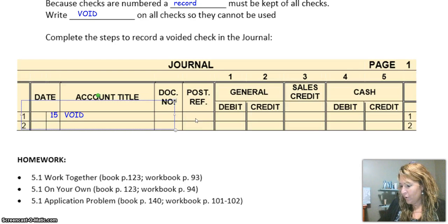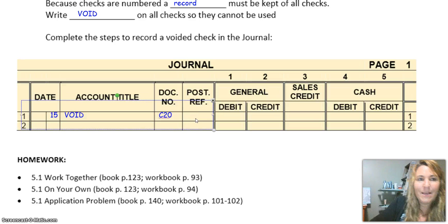The document number, this is going to be what check number it was. This was check 20, so we're going to put a C20. And because we're not going to post this anymore, we're going to put a check mark in your post reference column. Now, I can't make a check mark in this program, so I'm just going to put a V and pretend like that is a check mark. Then over here, we're not putting anything in the general debit or credit or sales credit, but we are going to come over here to the cash credit.